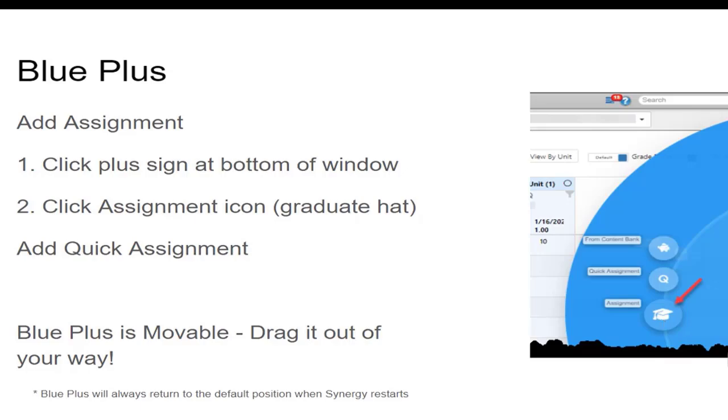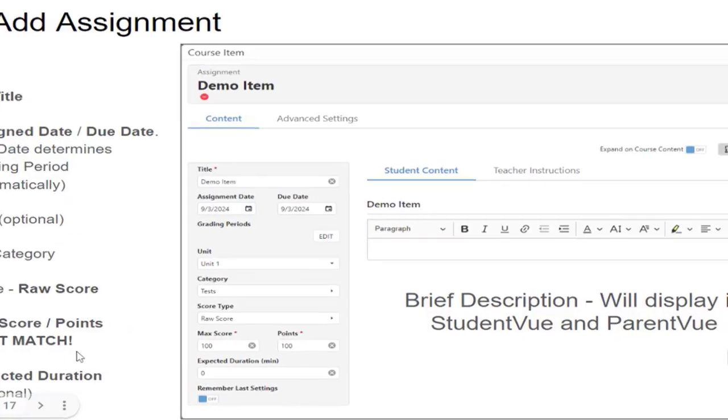The wonderful thing about this blue plus sign is you can drag it out of your way. You can put it anywhere on your screen you want. So if you're trying to enter grades in this far column and that blue plus sign is in your way, you can drag it and move it anywhere to get it out of your way, which is really nice. And then it will default back in that corner every time you come on, so you'll be able to find it. Adding assignment. So this is a full assignment.